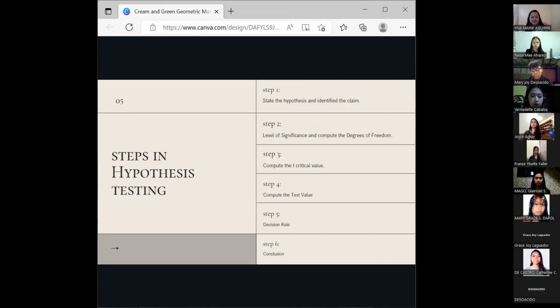Steps in hypothesis testing. Step 1 is to state the hypothesis and identify the claim. Next is the level of significance and compute the degrees of freedom. Step 3 is to compute the t-critical value. Step 4 is to compute the test value. Step 5 is the decision rule, and the last step, step 6, is the conclusion.